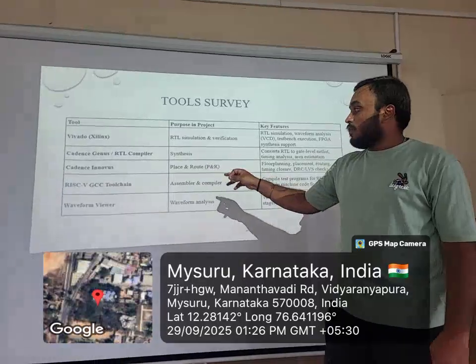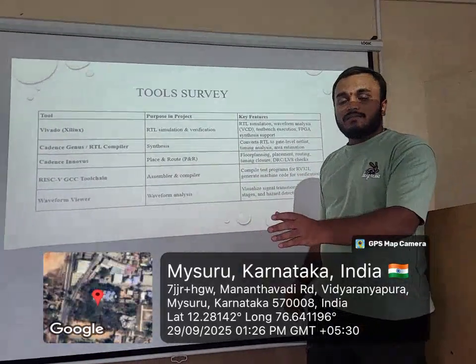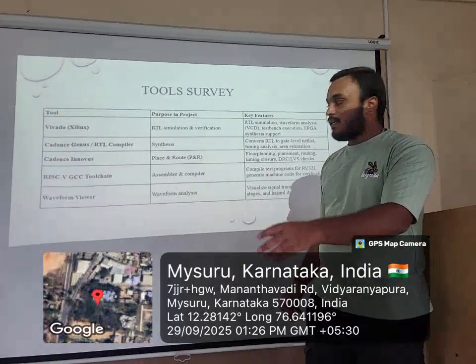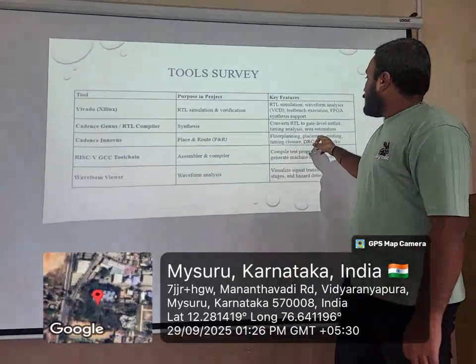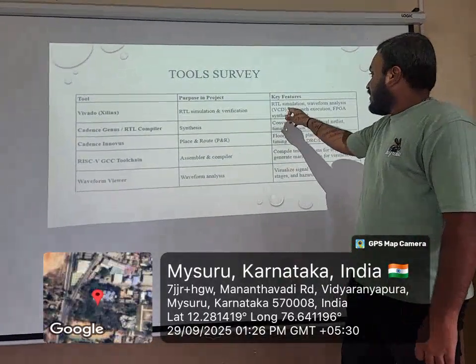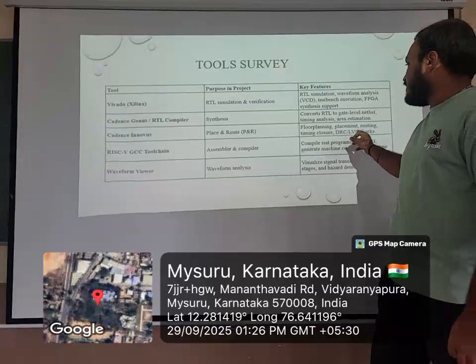Next, Cadence Innovus. Place and route takes place, where we place some metals, polysilicon layer, etc., and route them by connecting through wires. Key features in this place and route tool are placement, routing, timing closure, DRC and LVS.